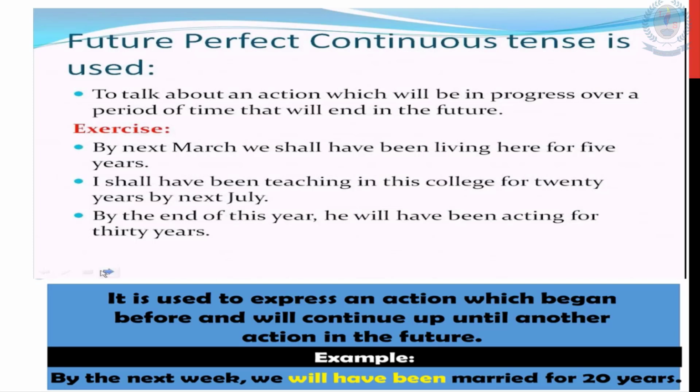They have given some examples, like by next March we shall have been living here for 5 years. By next March, right? So the period is given here. I shall have been teaching in this college for 20 years by next July. You have to have a period, right? By the end of this year, he will have been acting for 30 years.